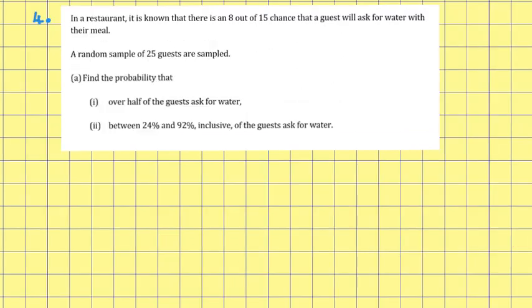Question 4. In a restaurant, it is known that there is an 8 out of 15 chance that a guest will ask for water with their meal. A random sample of 25 guests are sampled. A. Find the probability that Part 1. Over half of the guests ask for water. 2. Between 24% and 92% inclusive of the guests ask for water.